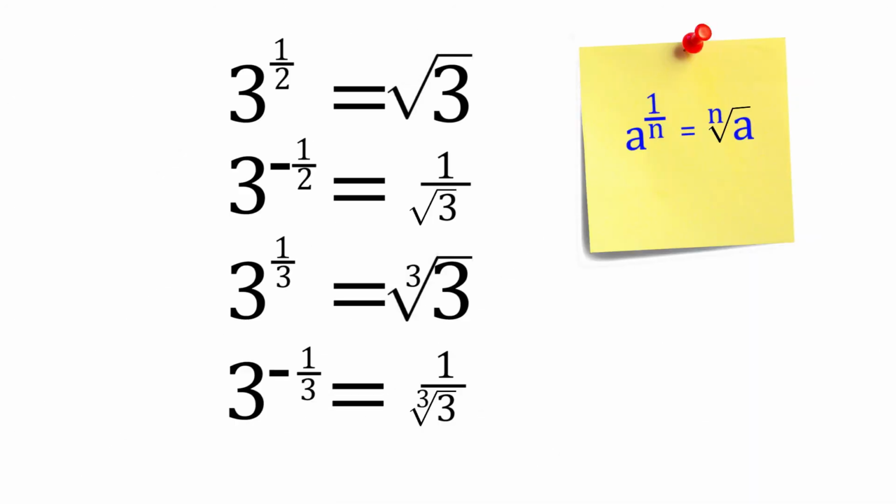A fractional index with 1 as the numerator has the effect of creating a root. So a half is a square root, a third is a cube root, etc. If the fractional index is negative, then it will also create a reciprocal as shown.